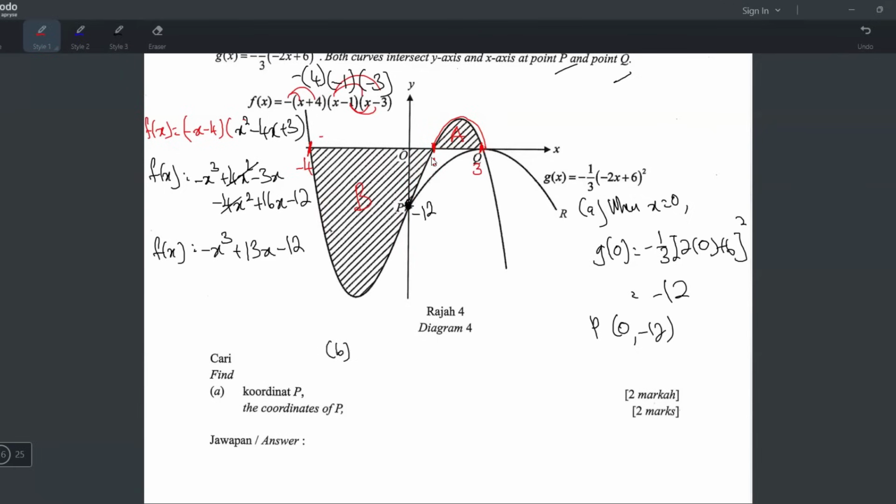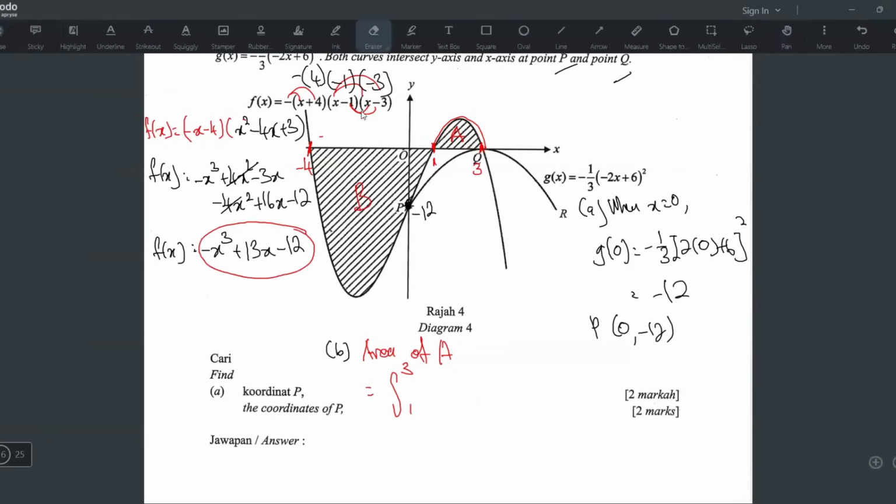We use the x-axis. Okay, we find the area of A first. The area of A, we don't have to put the modulus, because we integrate with respect to the x-axis, since the region is between the cubic curve and the x-axis, from 1 to 3. And then here you have to put in y, right? And the y will be the cubic curve equation, the expanded one. So it will be negative x power 3 plus 13x minus 12 dx.